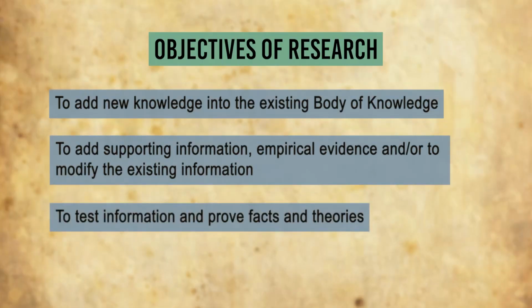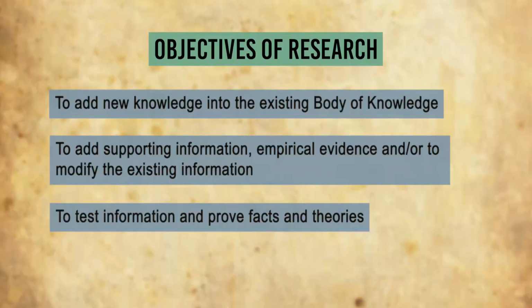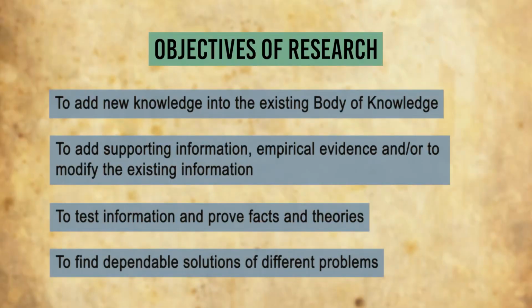Next, we have to understand that research tends to provide testing. It tends to test social phenomena, facts and hypotheses, and it tests theories and provides evidence to form these theories and facts. If there are certain social problems, the aim or the objective of research is to find dependable, sustainable solutions to different social problems.